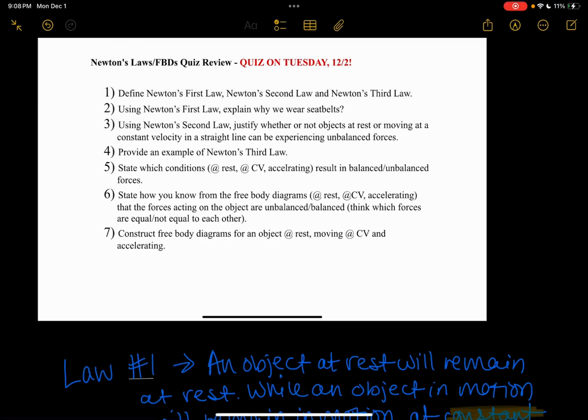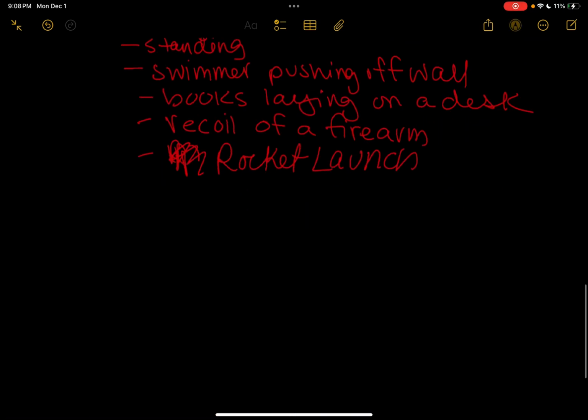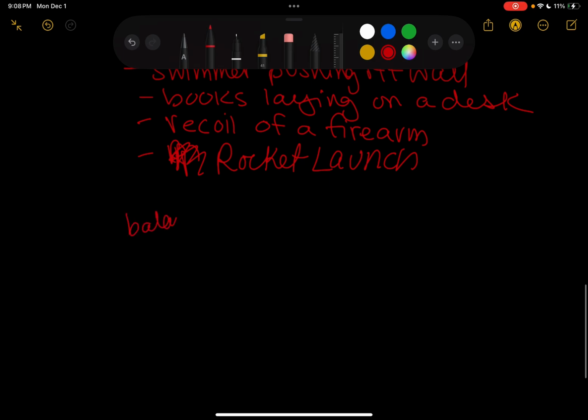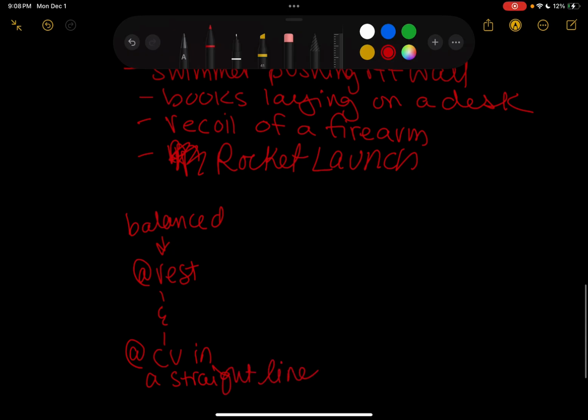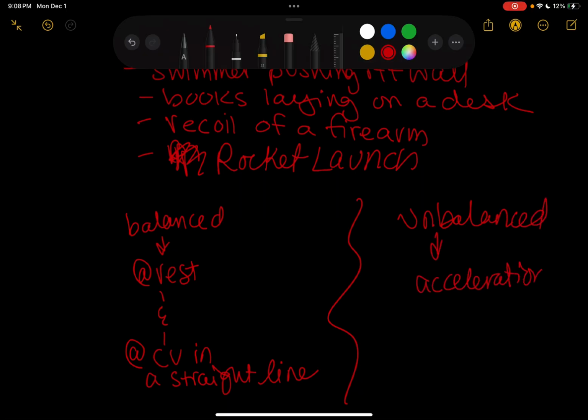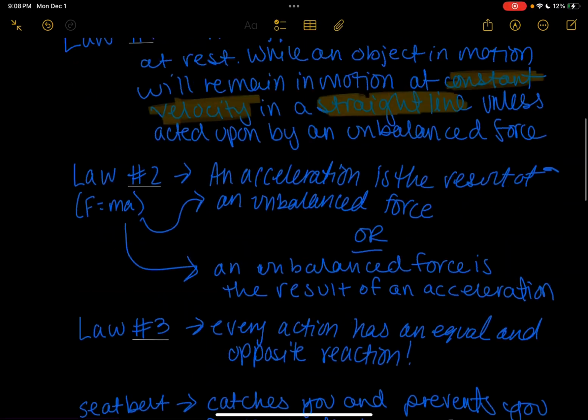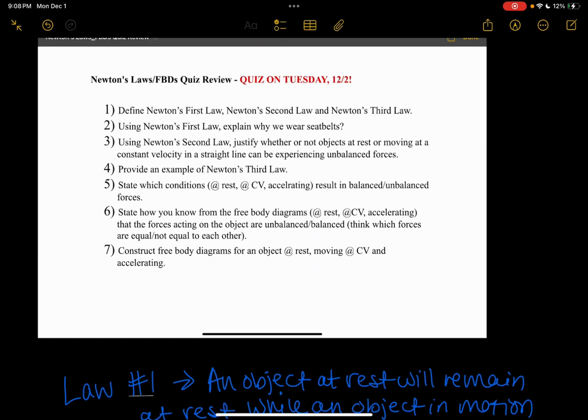Terrible. All right. So it says which conditions result in unbalanced forces. Okay. So we obviously know balanced at this point is at rest and at constant velocity in a straight line. And then unbalanced, according to Newton's second law, is just acceleration. Then it says state how you know from the free body diagrams that the forces acting on the object are either balanced or unbalanced, right?